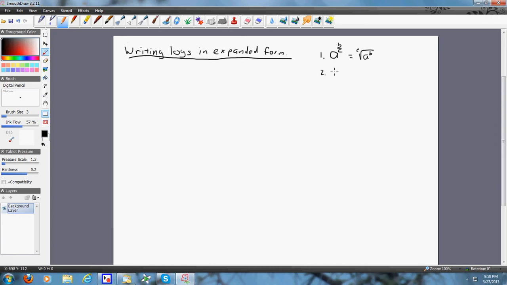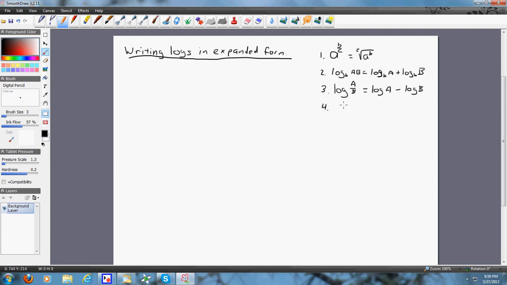Second thing you should know is that the log base b of ab is equal to the log base b of a plus the log base b of capital B. The third is log, and I'm not going to write base b, I'm going to just say it's base 10. It's equal to the log of a minus the log of b.